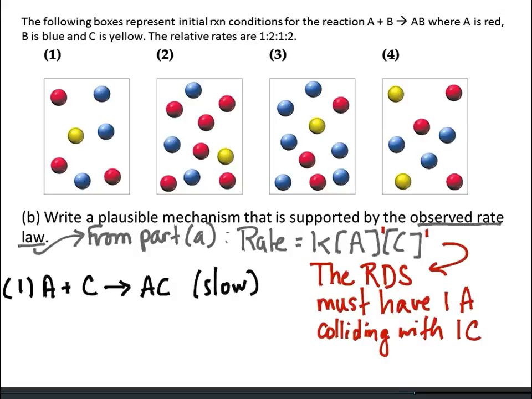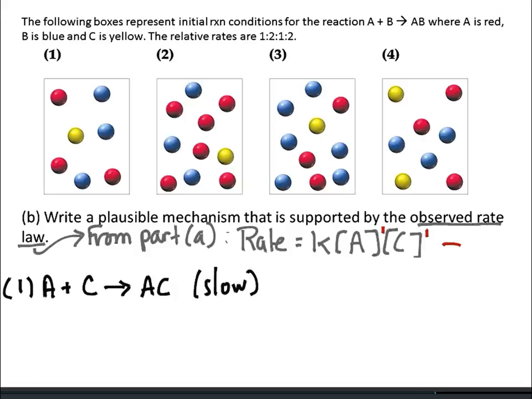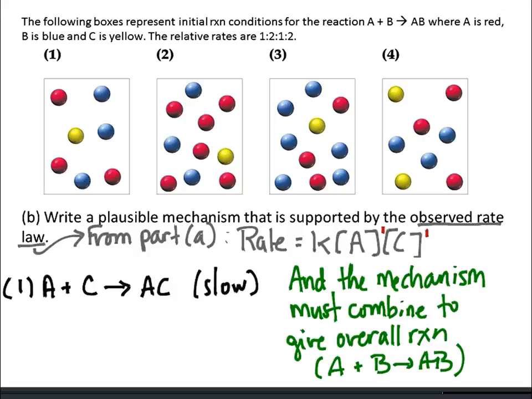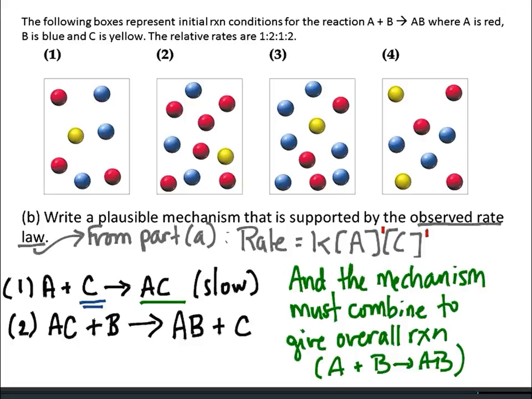So A plus C collides to form some AC intermediate. The other important piece of this is that the overall reaction, A plus B goes to AB, must be the overall reaction we get when we combine the individual steps. So that means AC must go away. It must be an intermediate that collides with B to form AB. And C must also go away because it's not in the overall reaction. So C appears to be a catalyst, AC appears to be an intermediate. When we add these together, C goes away and AC goes away, and we get A plus B goes to AB. So that is the overall reaction we're looking for.